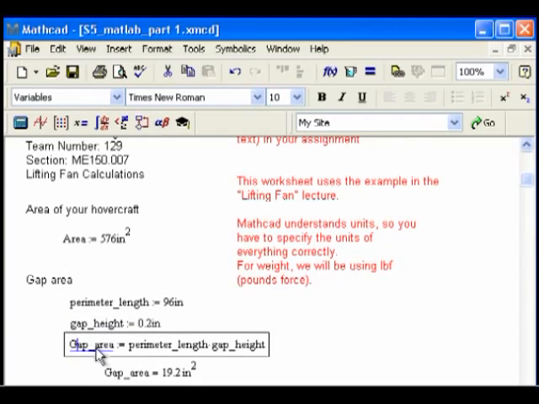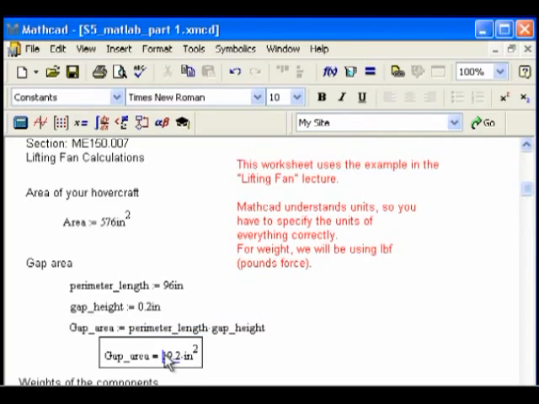And then here's a calculation. So the gap area equals the perimeter length times the gap height. It's hard to see the little times there, but it's a times gap height, and you get 19.2 inches squared. Actually, you get something a little bit different. Let me show what you get when you first type this in.